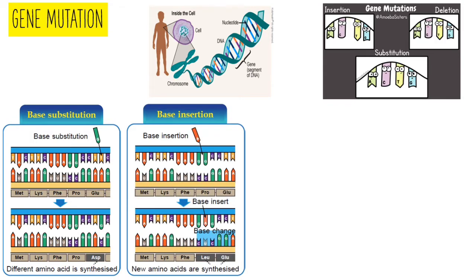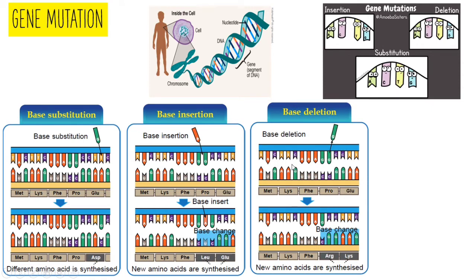The second one is base insertion. Insertion, dia dimasukkan, base tu akan dimasukkan. For example, this is the sequence GG. When the adenine is inserted here, the base sequence will change. So it will synthesize a new amino acid here. There is a difference from the original one. And the third one is base deletion. Dia terpadam ataupun dilenyapkan. For example, this is G, so G is deleted. So when G is deleted, the base sequence will change. So a different amino acid will be synthesized here.